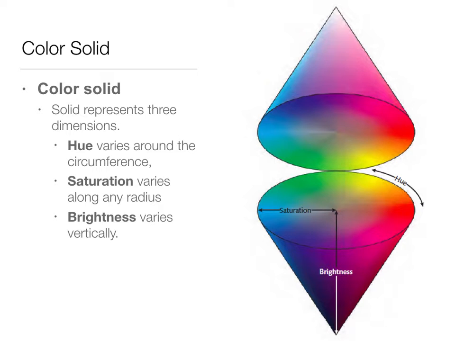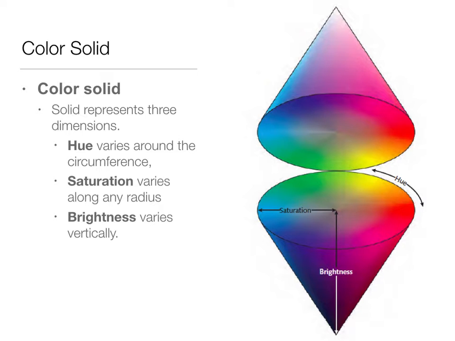Saturation varies along any radius, so from the outside to the inside it's going to change. And brightness is that third dimension. It takes that circle and makes it into a cone, and it varies vertically.